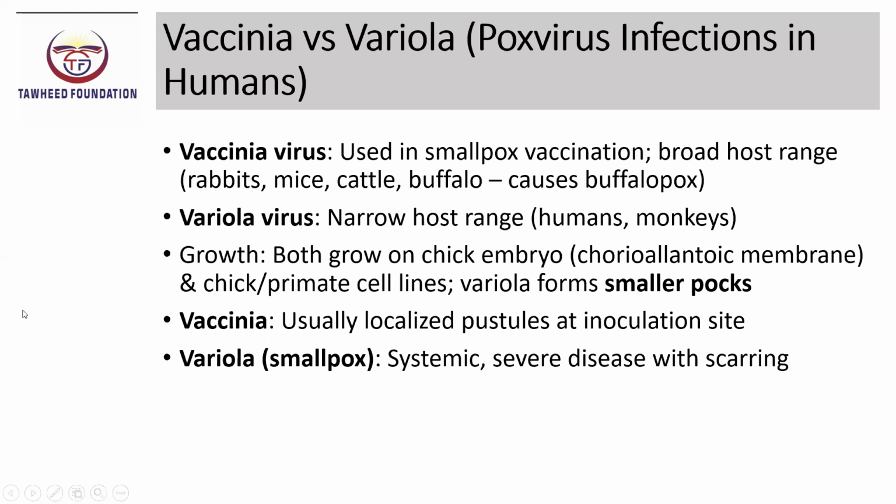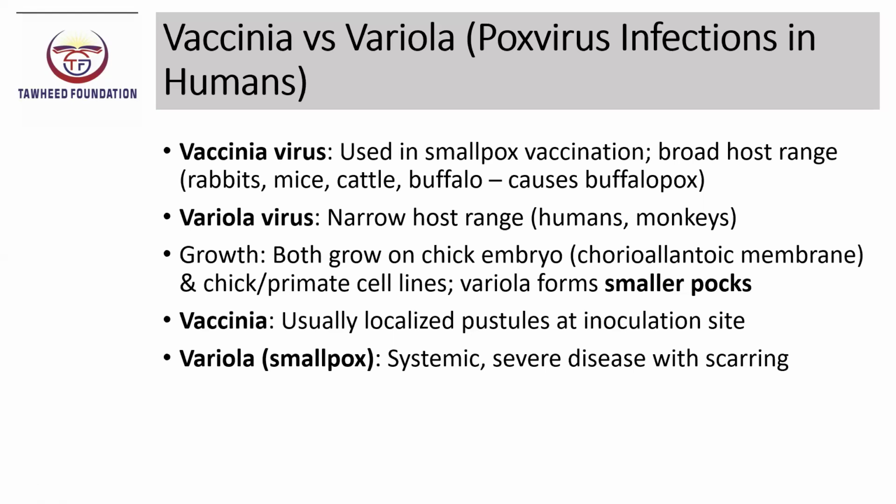Vaccinia and variola, pox virus infection in humans. Vaccinia virus, the agent used for smallpox vaccination, is a distinct species of orthopox virus. Variola has a narrow host range, only humans and monkeys, whereas vaccinia has a broad host range that includes rabbits and mice. Some strains of vaccinia can cause a severe disease in laboratories.